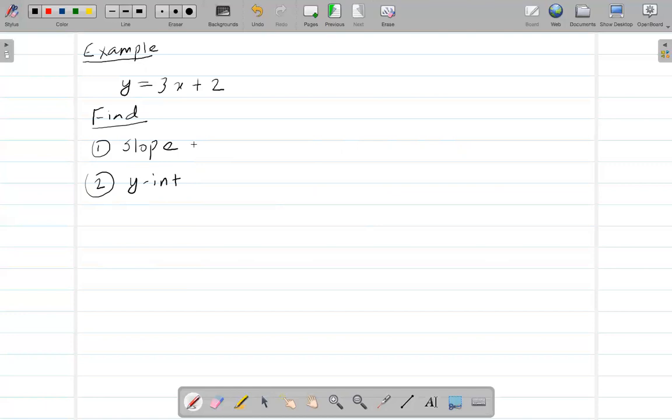The slope we can see easily when we compare this equation to slope-intercept form, y equals mx plus b, right? So if we compare these two, we have y here, y, x here, x, so that means m, our slope, is 3, right? And the y-intercept, which is b, is 2. Simple, right?